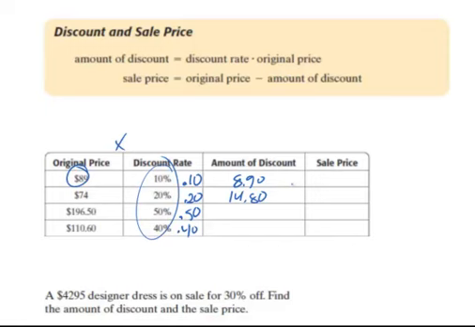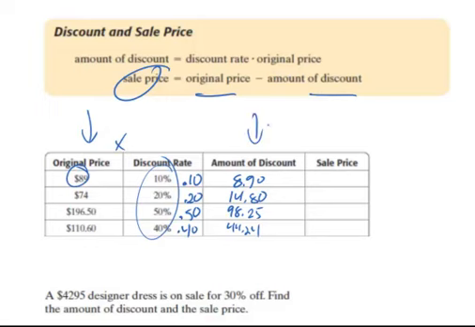196.50 times 0.50 is $98.25. And $110.60 times 0.40 is $44.24. Now, to find my sale price, I'm just going to subtract those numbers. I'm going to take this number here and subtract that number there.